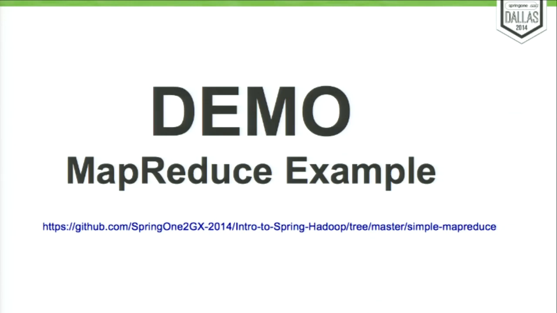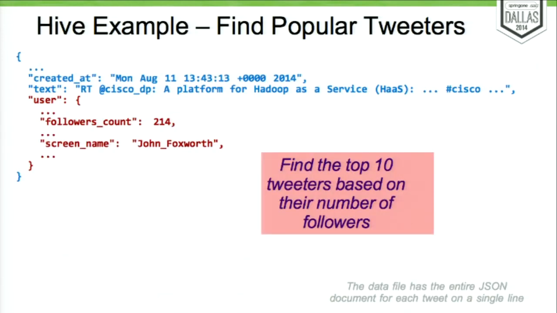So that was very simple MapReduce, nothing fancy. Now can we do the same thing in Hive? For the Hive example, I just want to see all the people who tweeted, that's part of my file, and find who is the one with the most followers. I just want the top 10 based on number of followers.